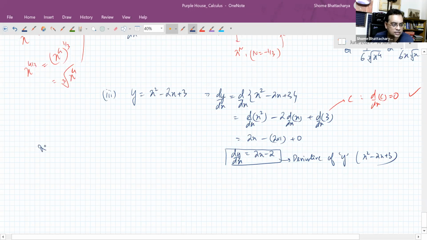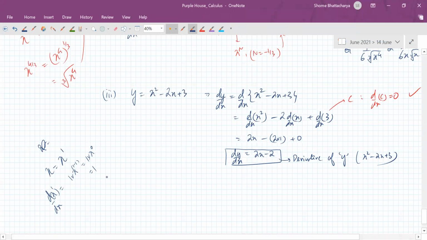No, because x can be written, I mean, if I have x just like this, it's the same thing as x to the power 1. So the differentiation of this will be 1 into x to the power 1 minus 1, right? So that's 1. All right, is it clear? Yes, sir. Okay. And this third thing is 0.